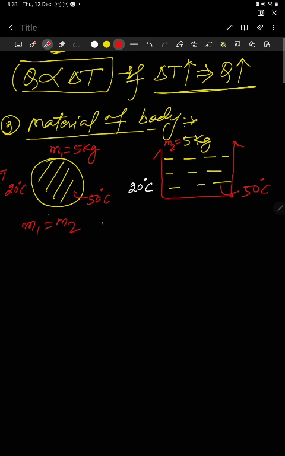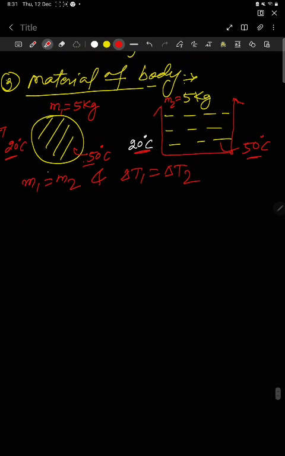Mass is the same, and the change in temperature is also the same for both cases. Here the change in temperature is 30 degrees Celsius, and here also it is 30 degrees Celsius. But in which case do we have to supply more heat? Tell me. In water we have to supply more heat compared to this metal bowl, to increase the temperature by the same amount.